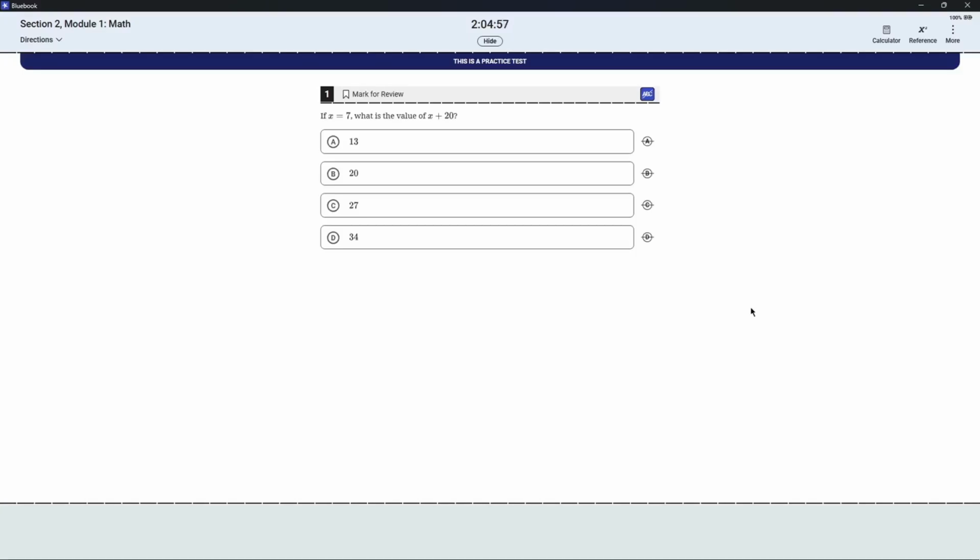All right, so question one is, if x is equal to 7, what is the value of x plus 20? This one's pretty easy. There's no explanation. You just do 7 plus 20, which is 27.